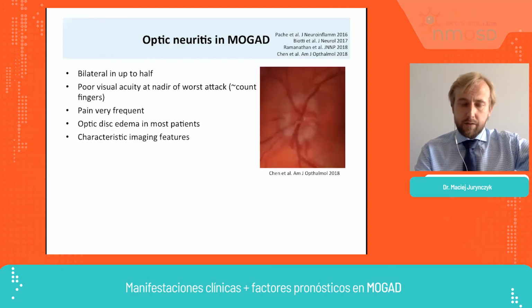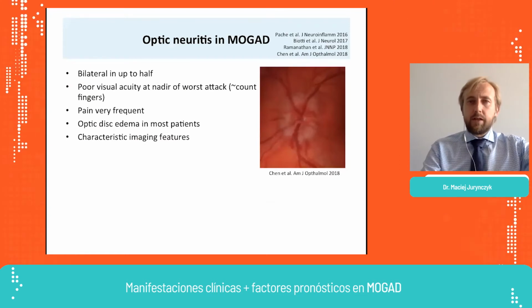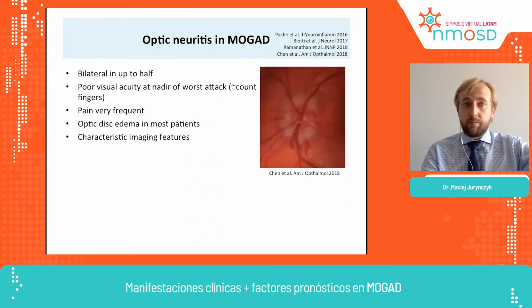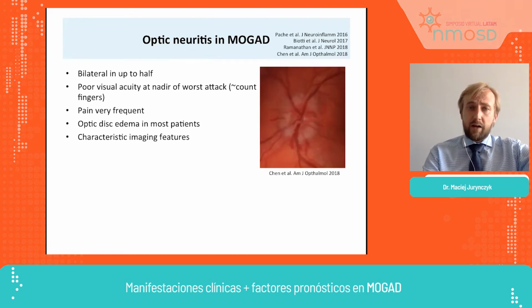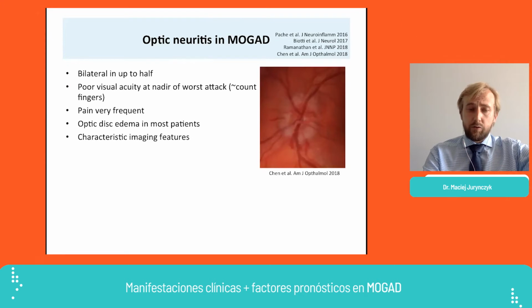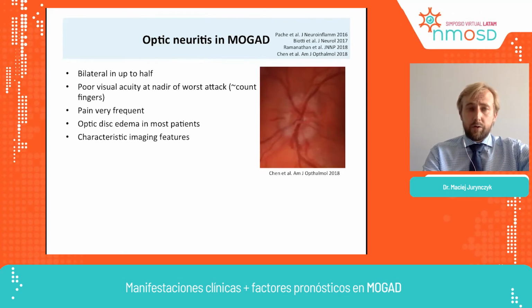Optic neuritis is the most common presentation in MOGAD. It is simultaneous bilaterally in up to half of all the patients. And in the acute phase, optic neuritis is usually quite severe. Visual acuity at nadir of the worst attack is quite poor, at the level of count fingers. Usually it's the first attack that is the most severe, and visual acuity in the second optic neuritis is usually at a level of 0.2, so better than the first attack.